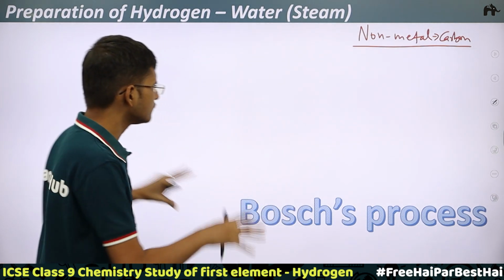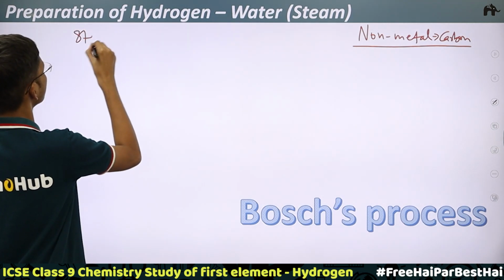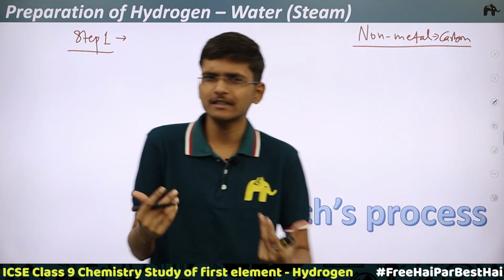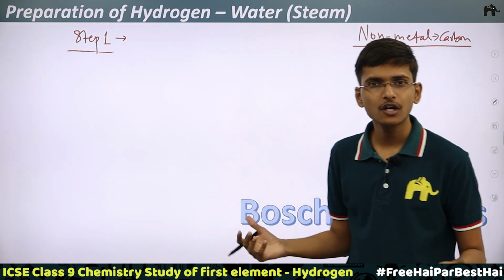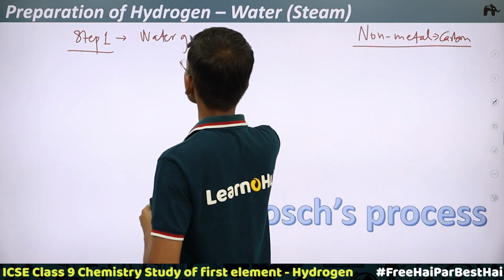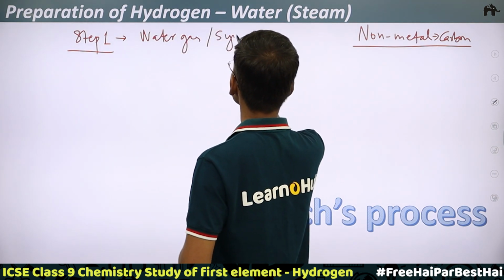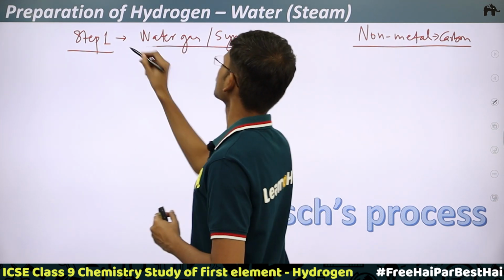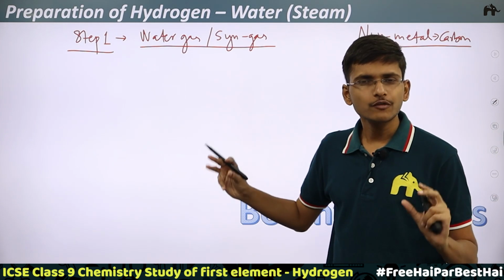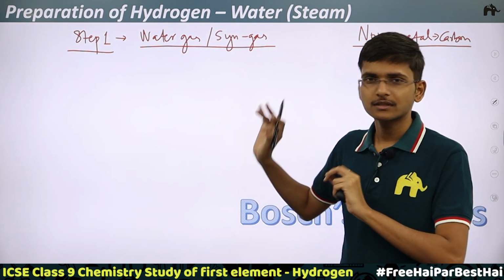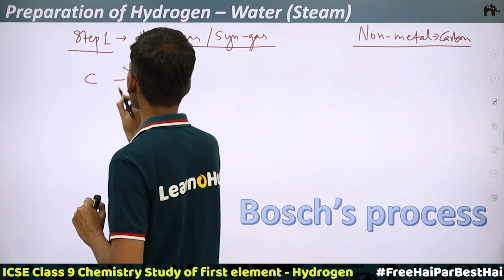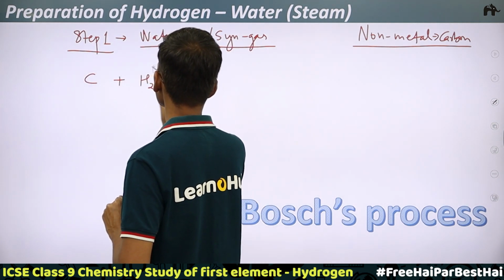So step 1 of this process is to produce a very interesting gas, which is called water gas, or we call it syngas. What is this water gas or syngas? It's very easy. What we have to do is take carbon and take steam. So I have just taken carbon, and then I have taken steam.